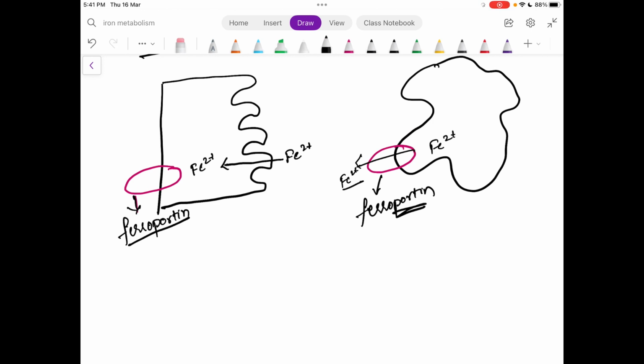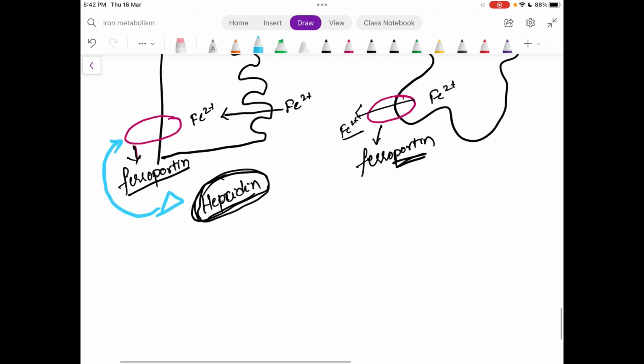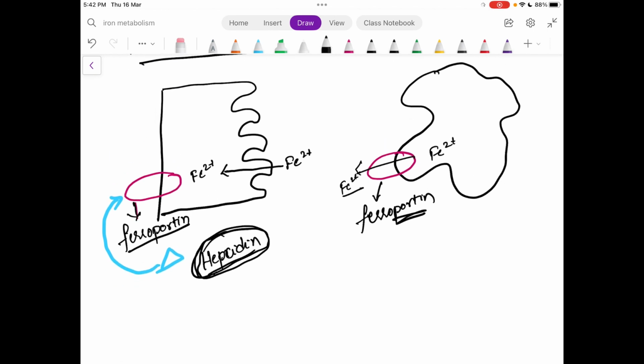Okay, then what will happen? Liver will synthesize a protein called hepcidin. Whenever iron is increased, the liver will secrete a protein called hepcidin. What will this hepcidin do? This hepcidin will go and bind with the ferroportin. This binding of hepcidin with the ferroportin will cause internalization. That is, ferroportin along with hepcidin will be internalized.